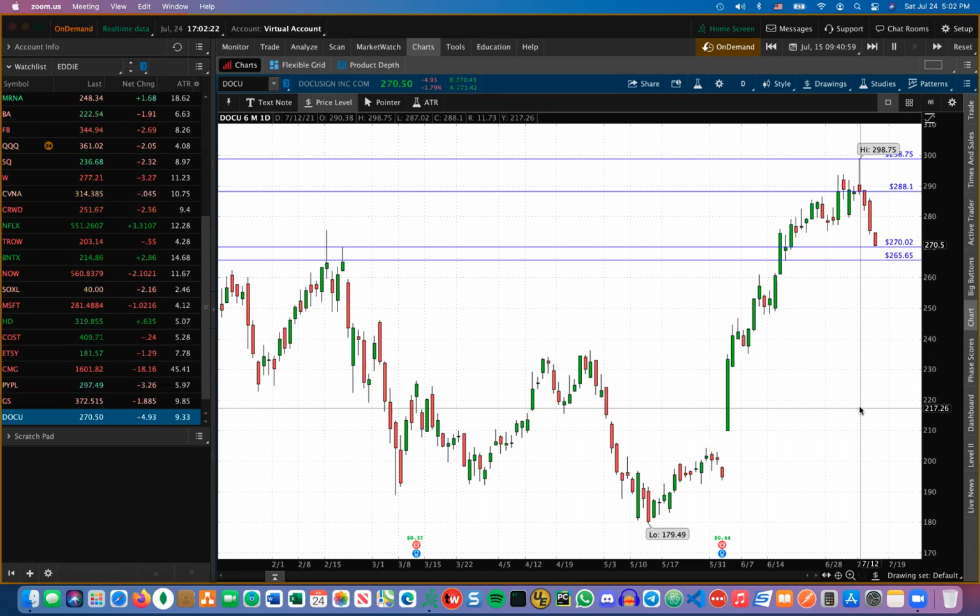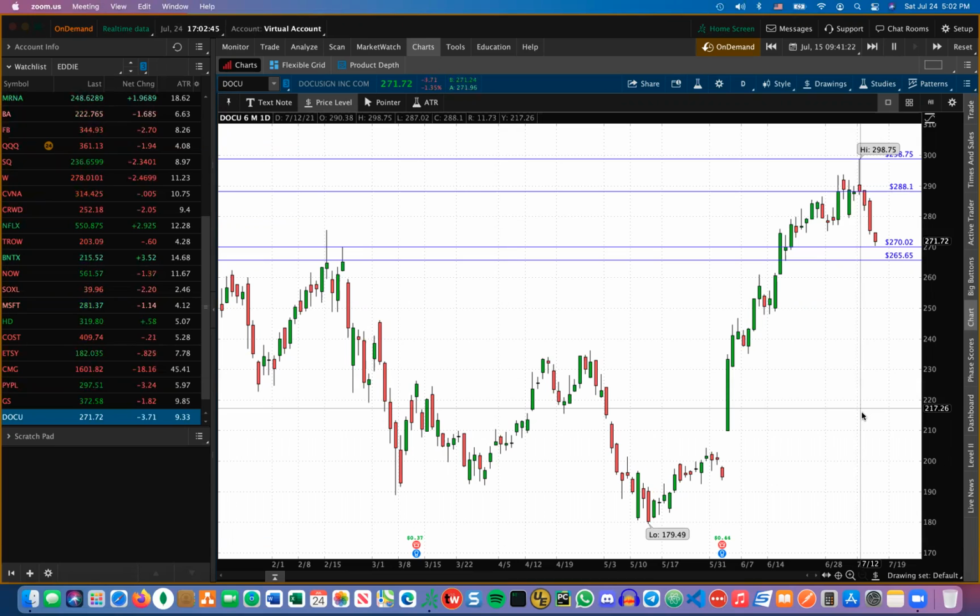So what I'm looking at on the screen over here, hopefully you can see the screen well, is my on-demand version of thinkorswim. This is the platform that I use for trading. And I've queued up an example here for Docusign. Docusign is currently trading at $270.96. And I'm watching the chart.